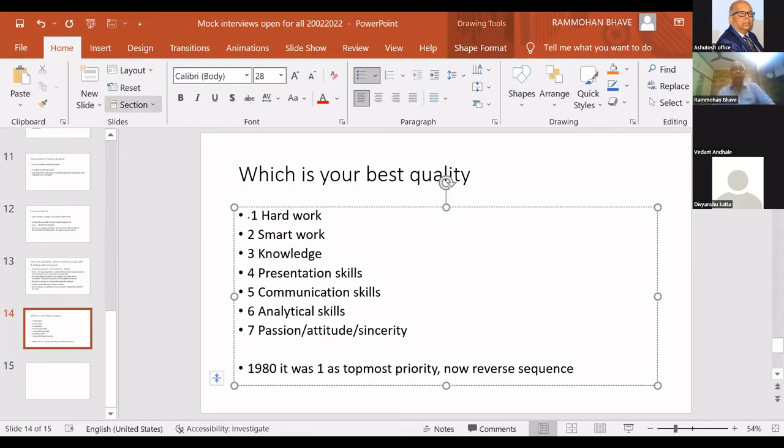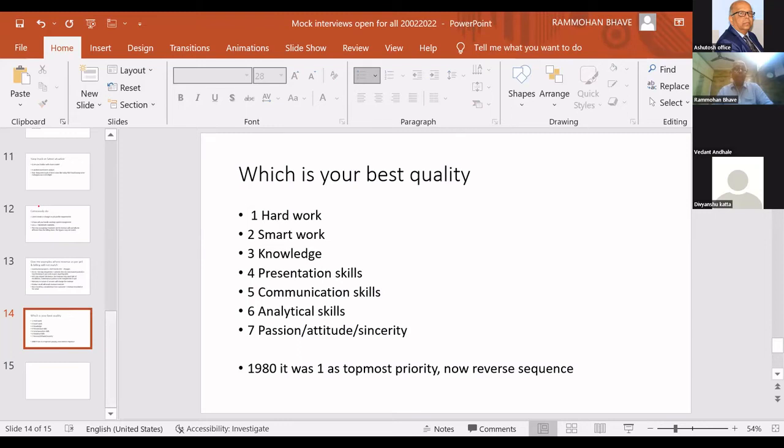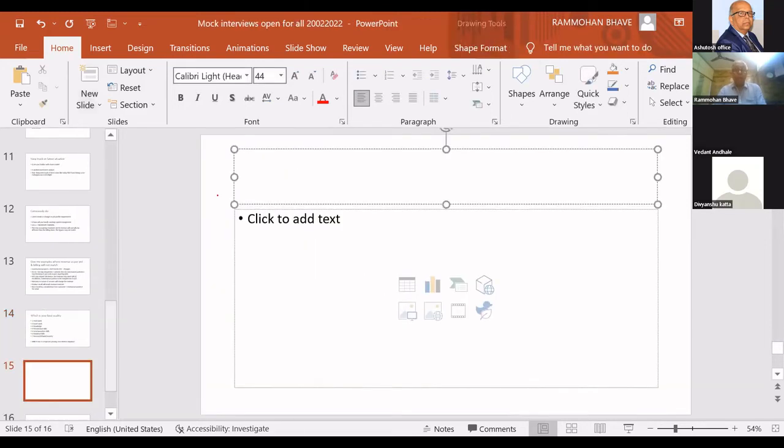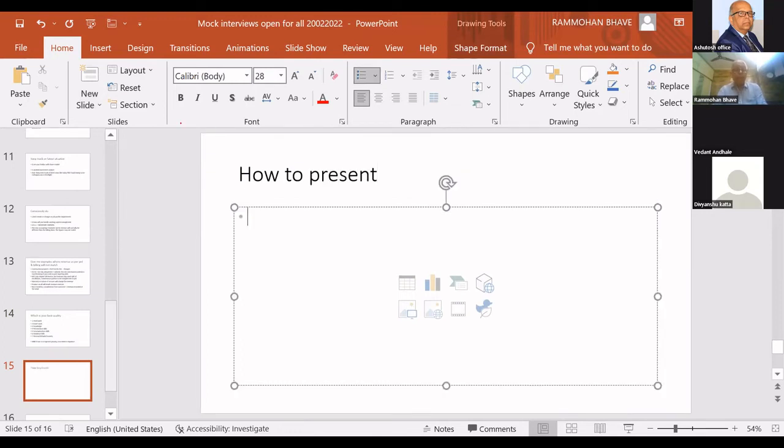Then let us talk about how to present. So data, information, knowledge, and wisdom.